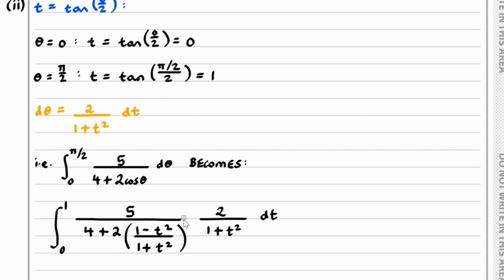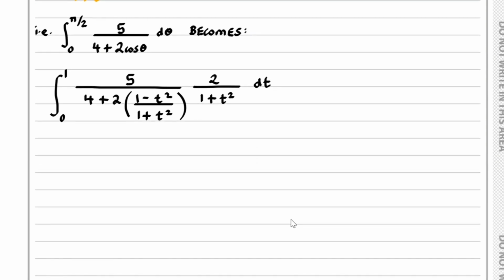So now we need to simplify all of this. Well, if we multiply through by 1 plus t squared, then what we'd end up with is the integral from 0 to 1 of 10, because 5 times 2 is 10, over 4 lots of 1 plus t squared plus 2 lots of 1 minus t squared.